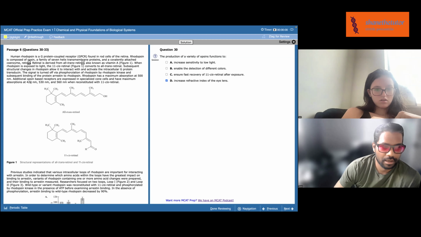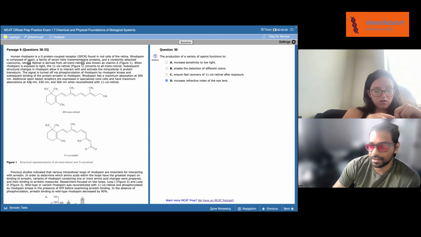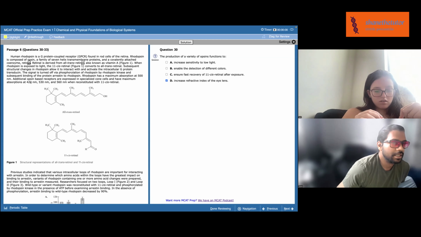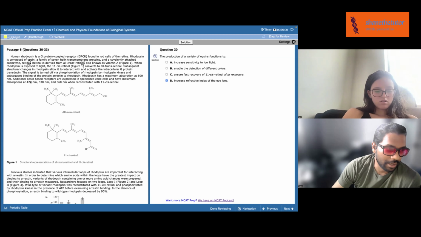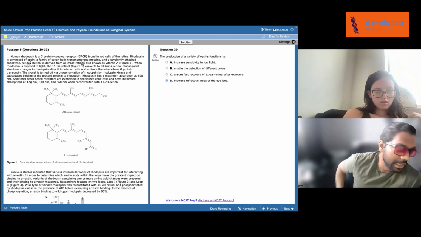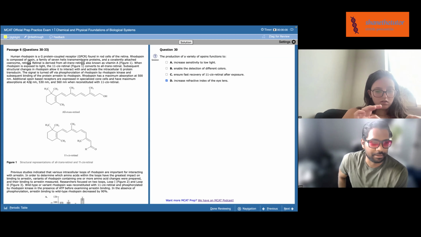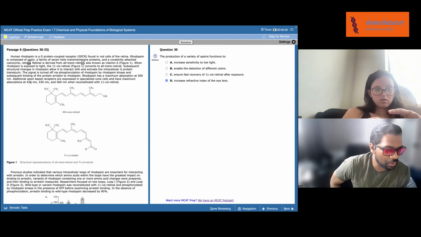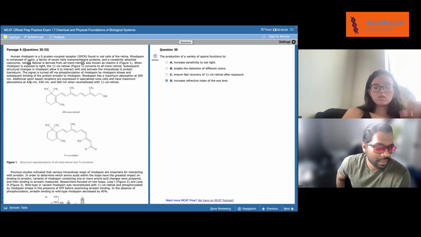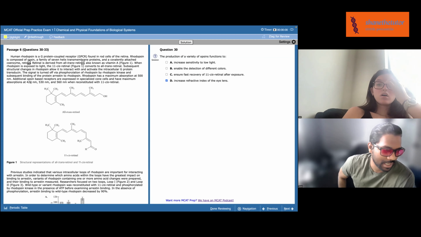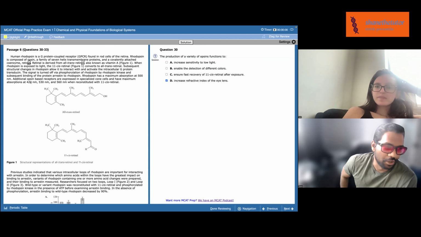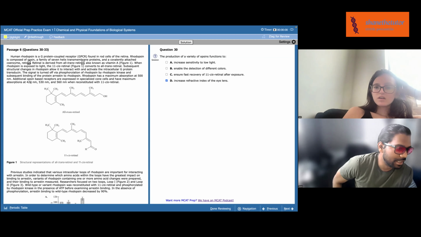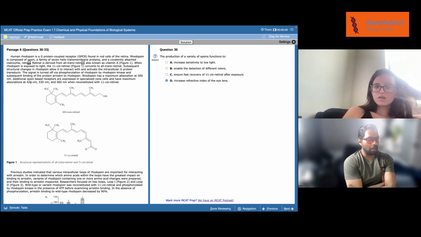Carboxyl? Hydroxyl. Yeah, good, cool. So okay, they are saying that rhodopsin is a GPCR that's found in the rod cells of the retina, and that it's composed of opsin, which is a family of these transmembrane proteins, and a covalently attached coenzyme retinal. So retinal, the aldehyde form, is derived from all trans retinol, the alcohol form.